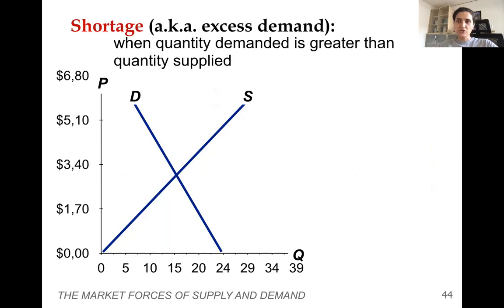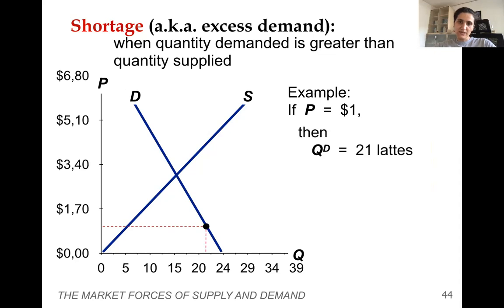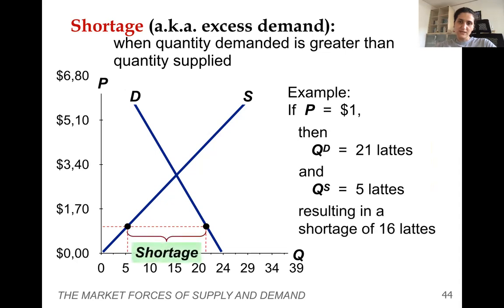Shortage, or excess demand, happens when the market price is below the equilibrium price. Suppose the price is 1; quantity demanded is higher than quantity supplied. In order to find quantity demanded at that price, you come to the demand curve, as this red dotted line is doing. Quantity demanded is 21 lattes and quantity supplied is 5 lattes, resulting in a shortage of 16 lattes.